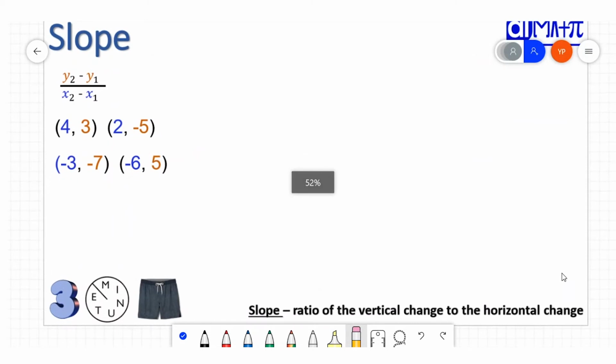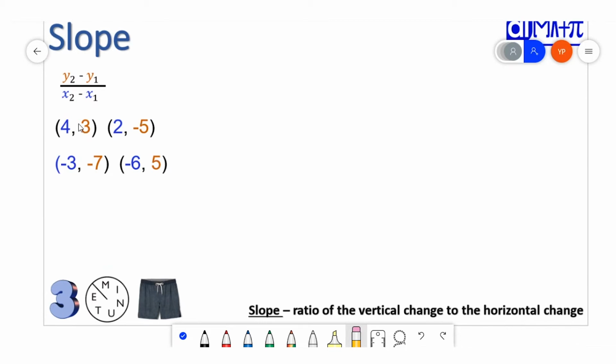So when we're talking about slope, we're talking about the ratio of the vertical change, which is our y-axis, to the horizontal change, which is our x-axis. When we're talking about slope, you're going to be given the slope formula. Slope formula is y2 minus y1 over x2 minus x1. Your x and your y values are going to come from your two coordinates.